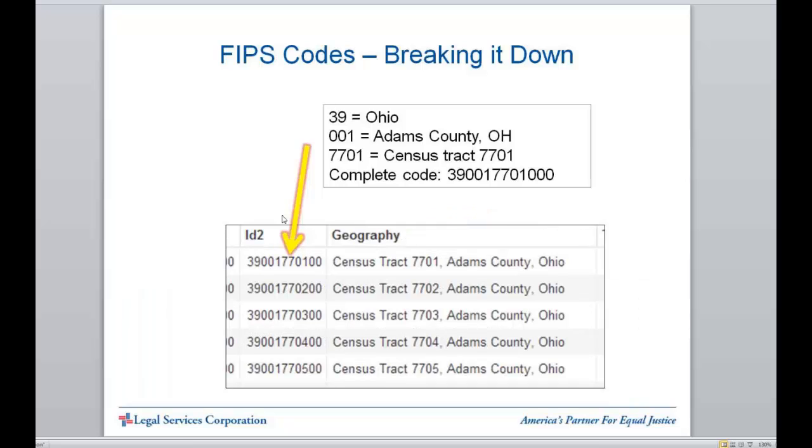So let's break it down a little bit so we know what we're looking at. Every state or territory is going to have a 2-digit code, and 39 is the code for Ohio. Then every county is going to have a 3-digit code. So 001 is the county code for Adams County, Ohio. And then 7701 is the census tract. So here's the full code for each of those census tracts.